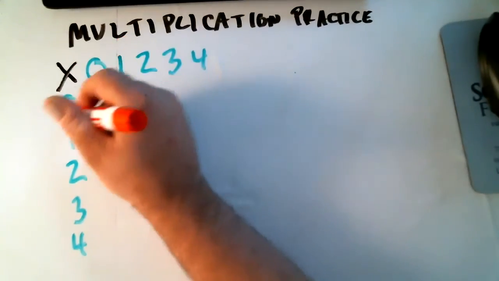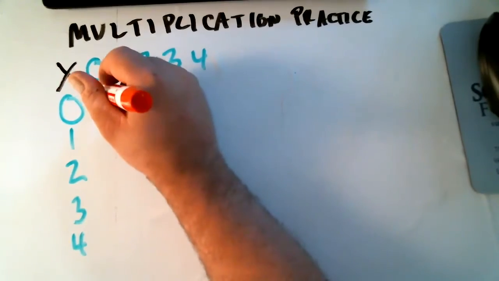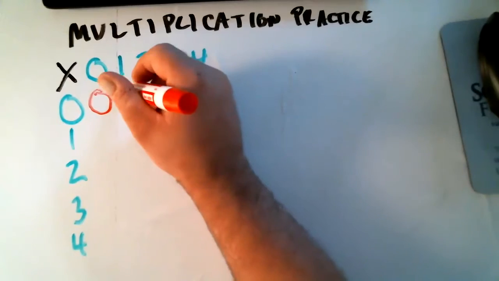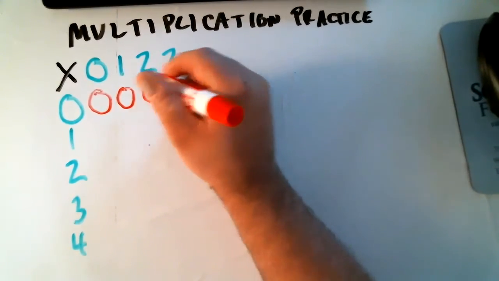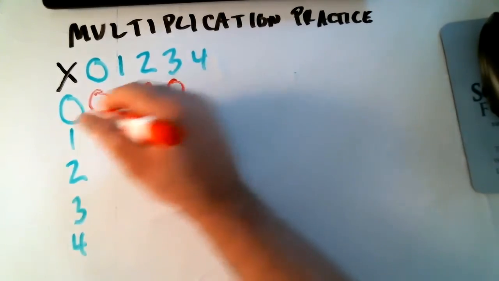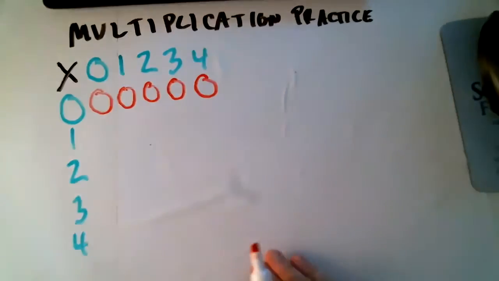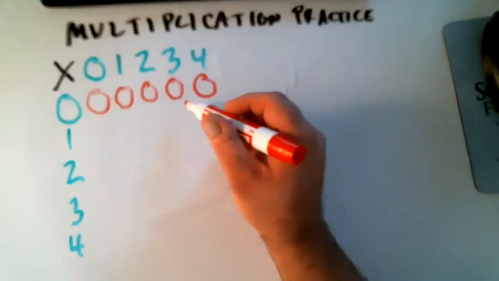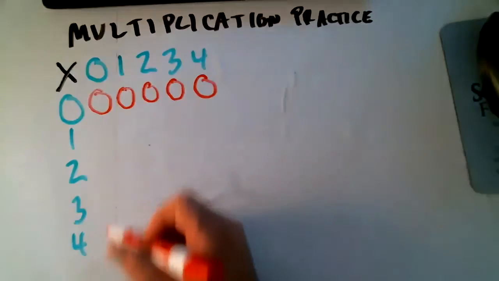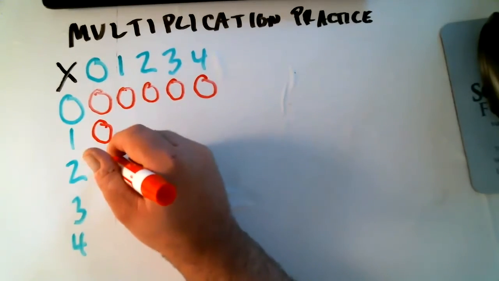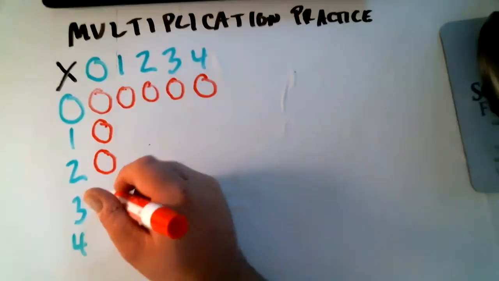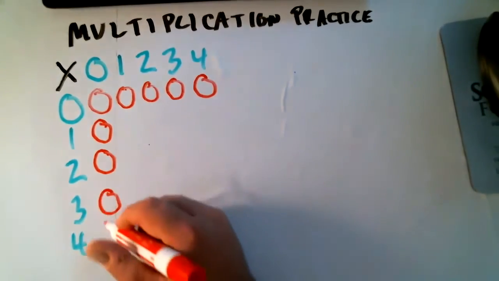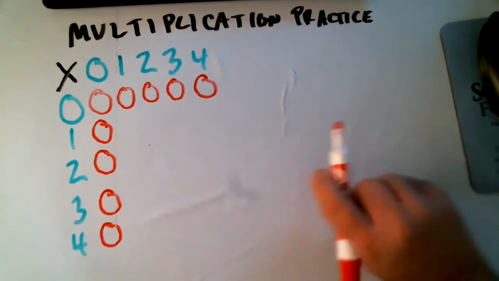And what we're doing is 0 times 0, and 0 times 0 equals 0. And then 0 times 1, anything times 0 is going to be 0. So 0 times 2, 0. 0 times 3, 0. 0 times 4, 0. And because of the way the multiplication table I have set up here works, you also multiply 0 by all of these other factors. So 0 times 0, 0. 0 times 1, 0. 0 times 2, 0. 0 times 3, 0. And 0 times 4, 0.